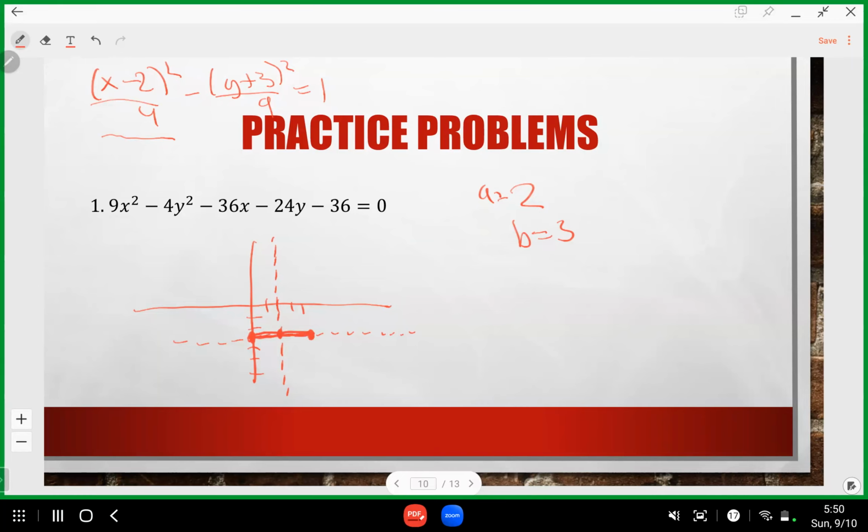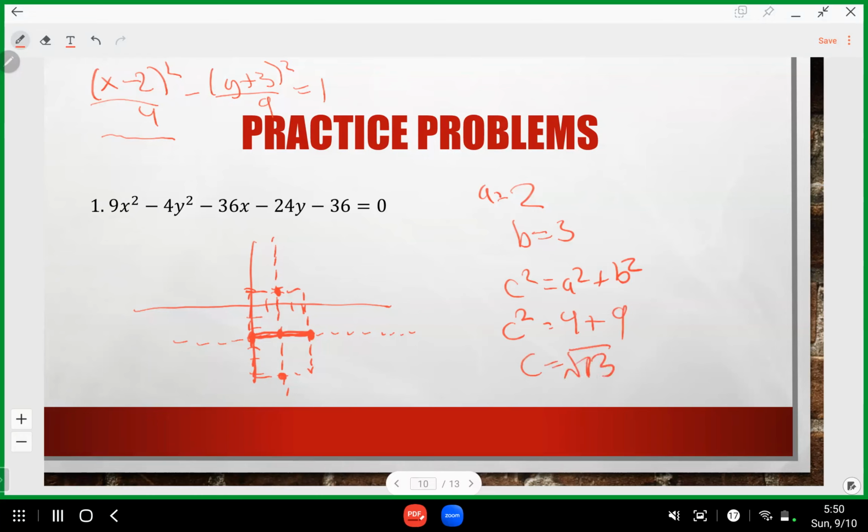Next, we have b is equal to 3. And that's going to go up and down, right? So 1, 2, and then 3. So 1, 2, 3 here. See how we've constructed a box, right? We have a box. And what is c? First of all, c squared is equal to a squared plus b squared. So what is c squared? C squared is 13. C is equal to square root of 13.